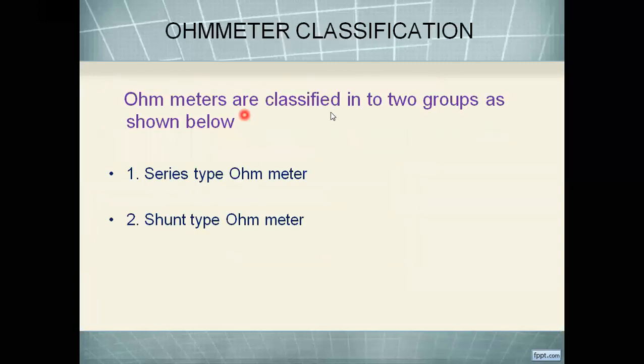The ohmmeters are classified into two groups as shown below. So far we have seen the construction and working of the basic ohmmeter, how the concept of Ohm's law is used in measurement of resistance, how without calculations, directly by checking the meter, we can note down the resistance value, and that setup we have seen so far. And we can have the classification of ohmmeters as series type ohmmeter and shunt type ohmmeter. We are going to see the series type ohmmeter and shunt type ohmmeter in our next class.